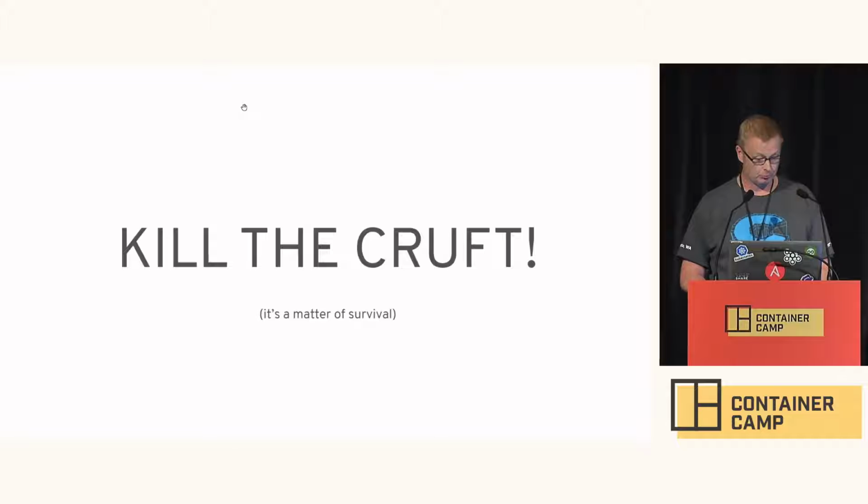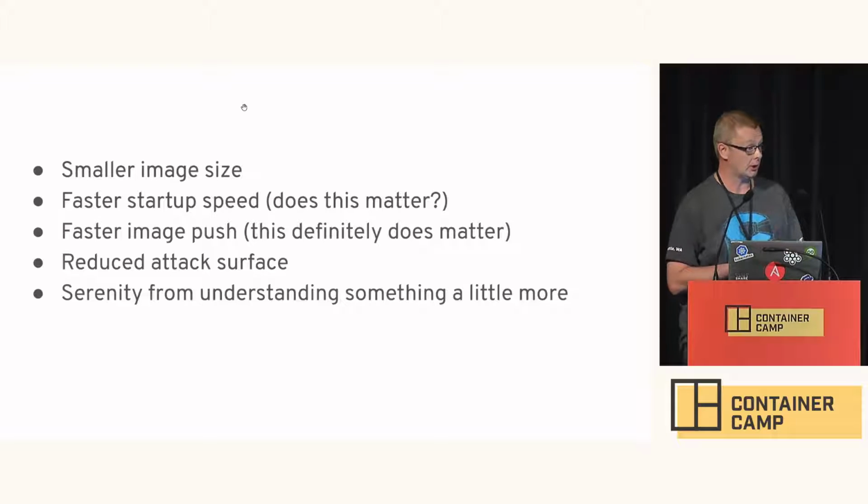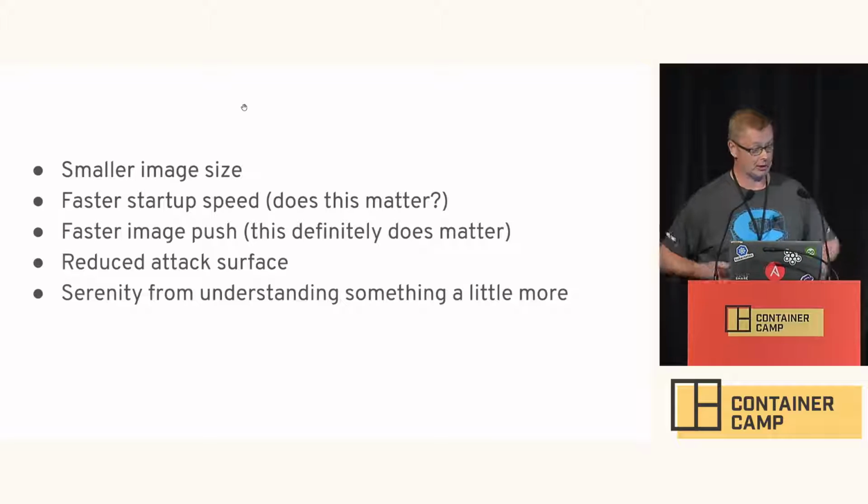So the real reasons that you want to kill the Cruft and make sure that you've got these really small, lightweight images: smaller image size, that's nice. Faster startup speed, does that matter? Maybe it does, maybe it doesn't. Faster image push, Scott doesn't want to die. You also have a reduced attack surface because there are fewer libraries in your base image.